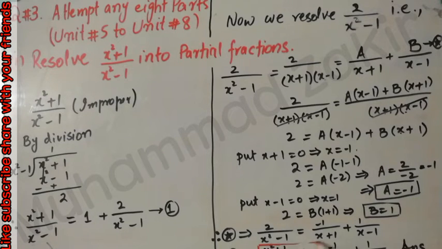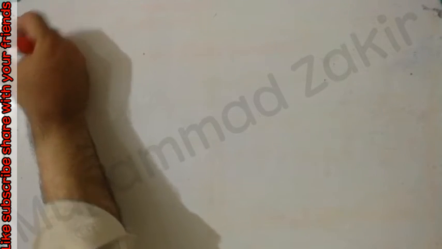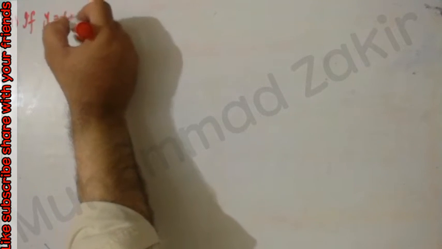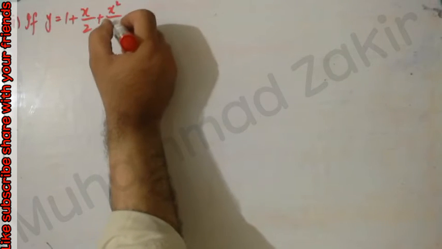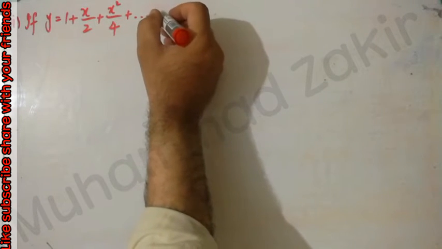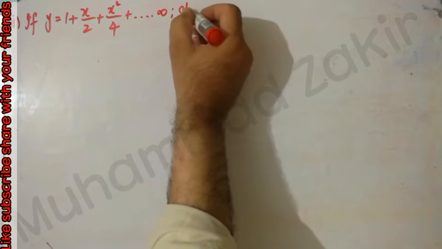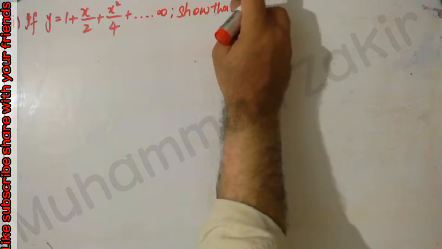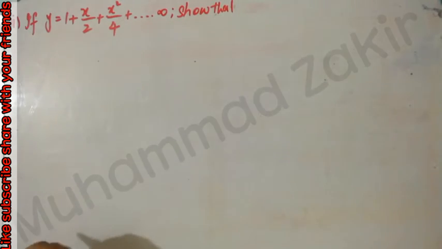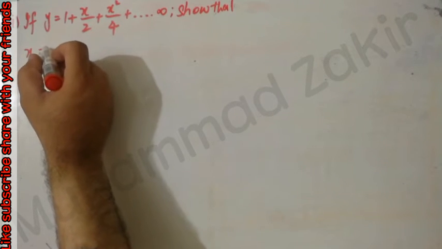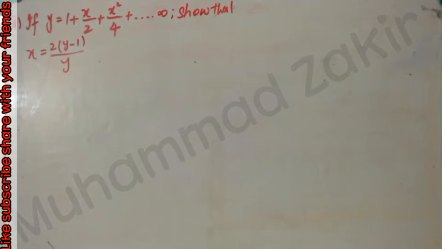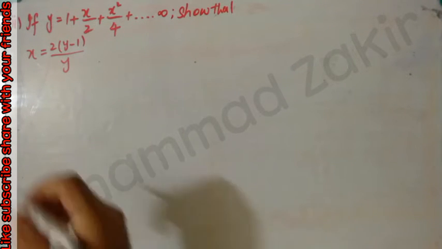This is the answer. And unit 6, this is: if y is equal to 1 plus x by 2 plus x square by 4 and so on to infinity, show that x is equal to 2 times y minus 1 by y. It is easy to understand. So we begin with the given.